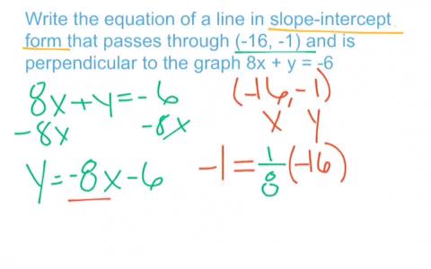And then plus b. I don't know what your b is going to be quite yet. That's how you're going to figure this out. This is how you figure out what your new y-intercept is for this perpendicular line that is passing through point negative 16, negative 1.